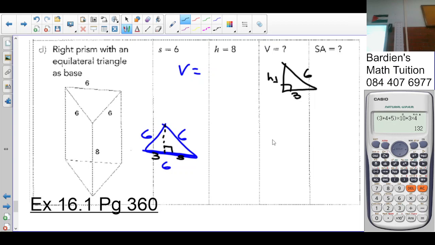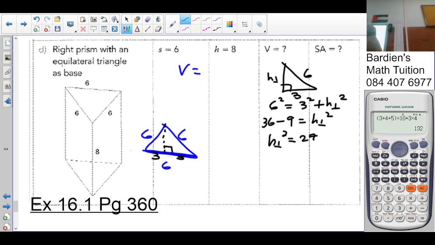So that's going to give you 6 squared is equal to 3 squared plus your perpendicular height squared. 6 squared is 36 minus 9 is equal to your perpendicular height squared. 36 minus 9 is 27. Is that correct? So your perpendicular height squared is equal to 27, the square root thereof gives you 3 root 3. So this perpendicular height here is 3 root 3.